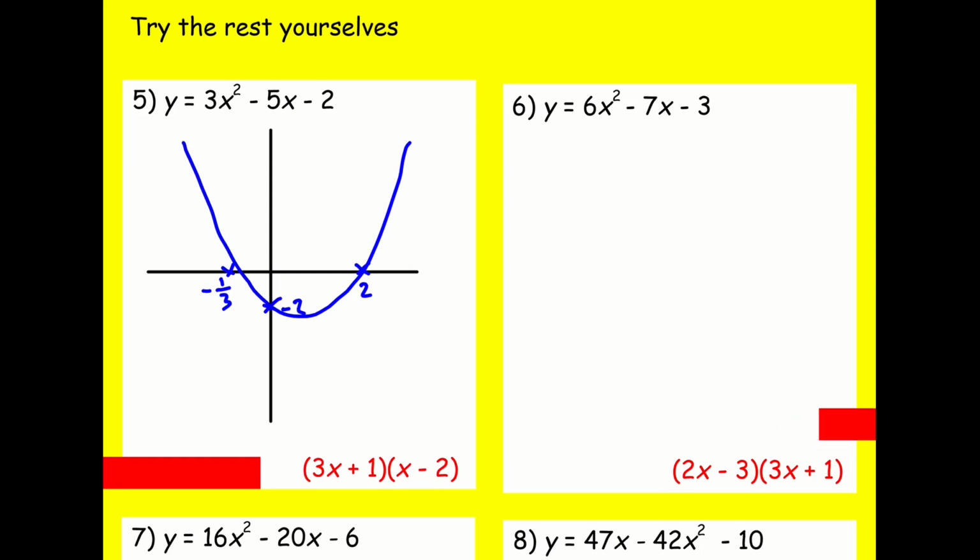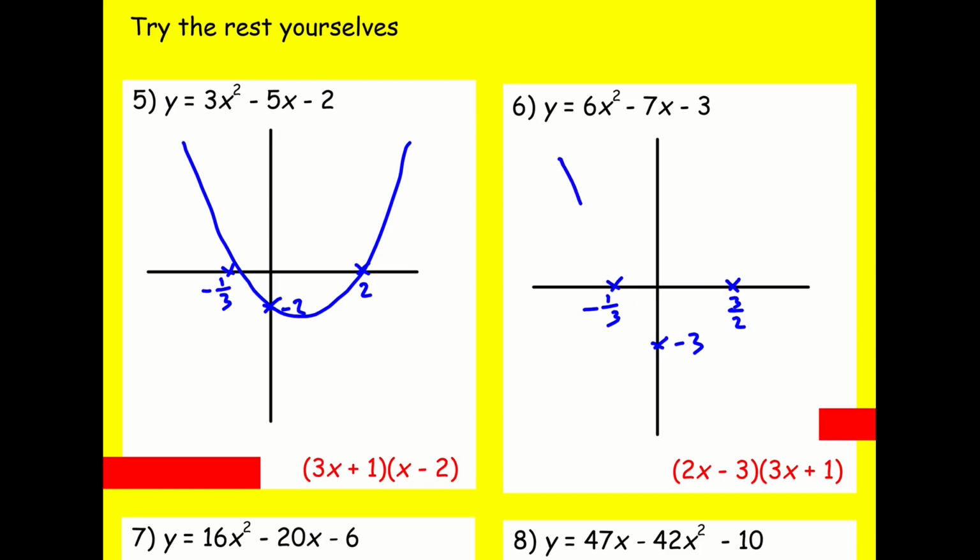Turns out that it's actually that. Y-intercept of minus 3. Roots of 3 over 2 and minus a third. It's just about, yeah, it's going to still come down. Try that again. Go back up.